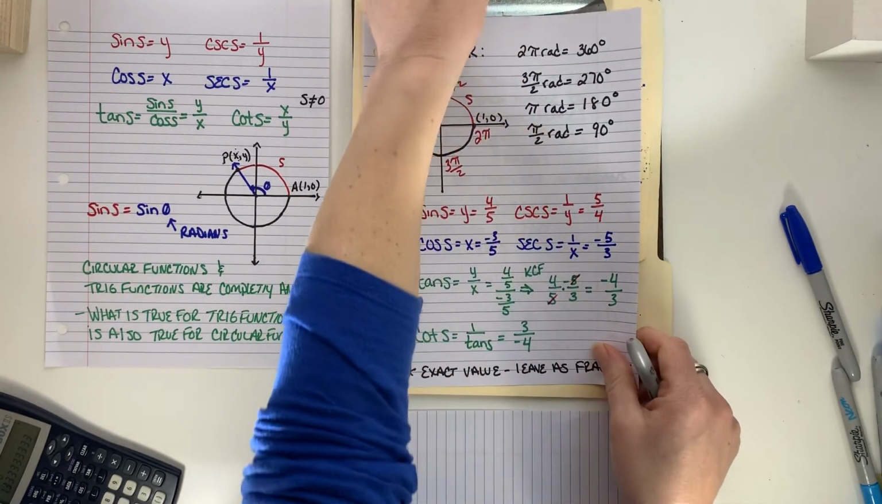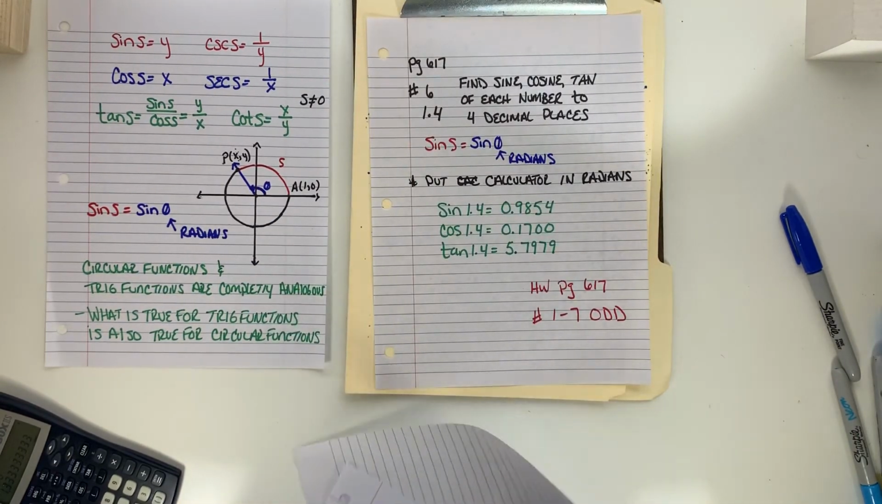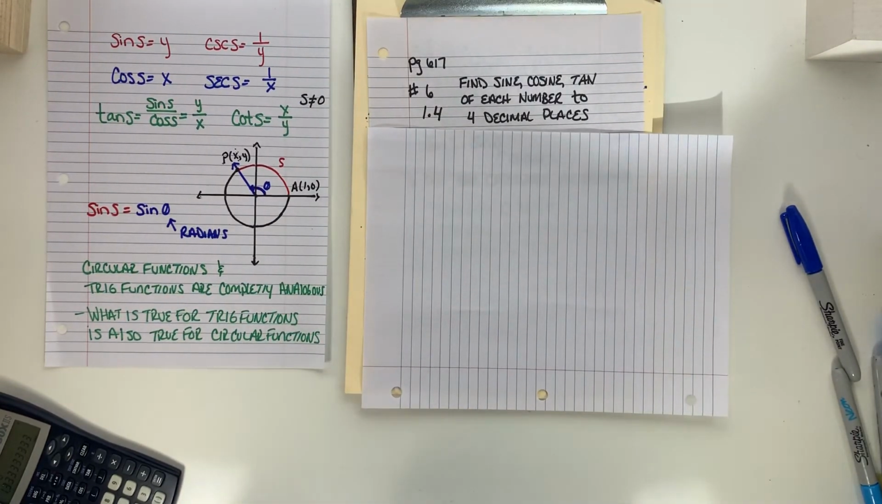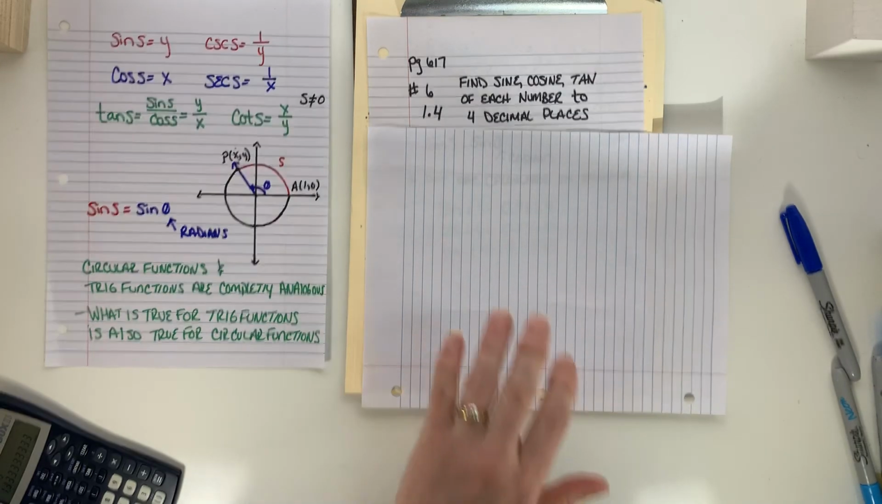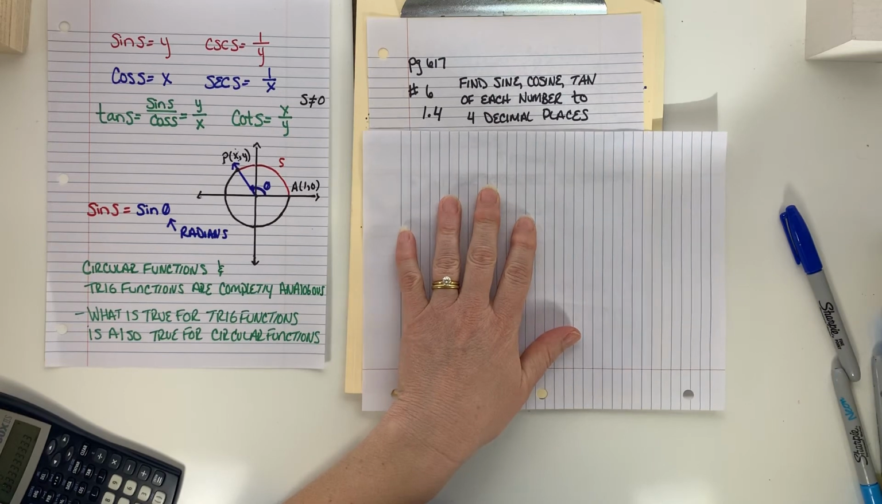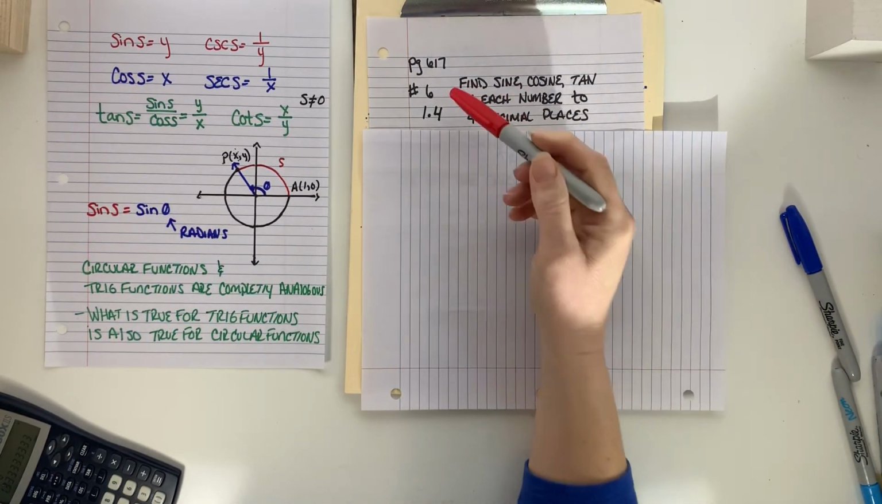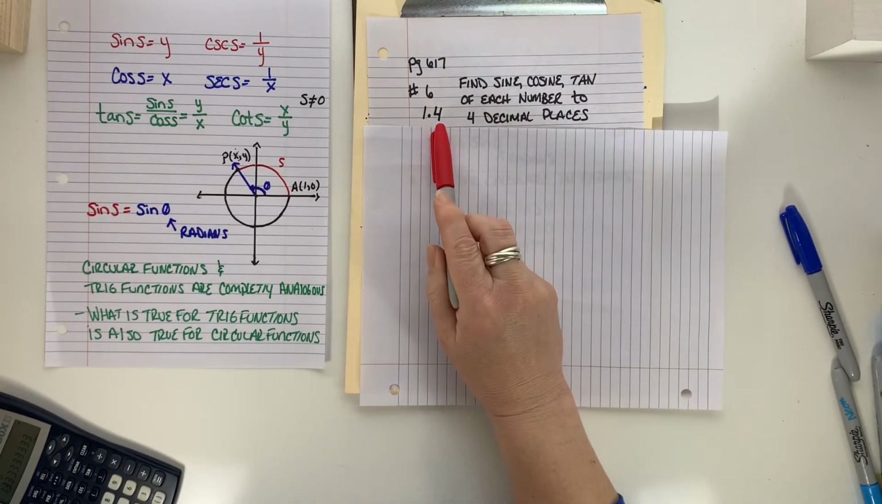Now let's take a look at the next sheet here. This is the second set in your homework. I'm on page 617. I'm going to look at number 6. It says, find the sine, cosine, and tangent of each number to 4 decimal places. Okay, so what that means is we're not going to leave it as a fraction. We're actually going to use our calculator and find the answer. So number 6, they want me to find the sine, the cosine, and the tangent of 1.4.